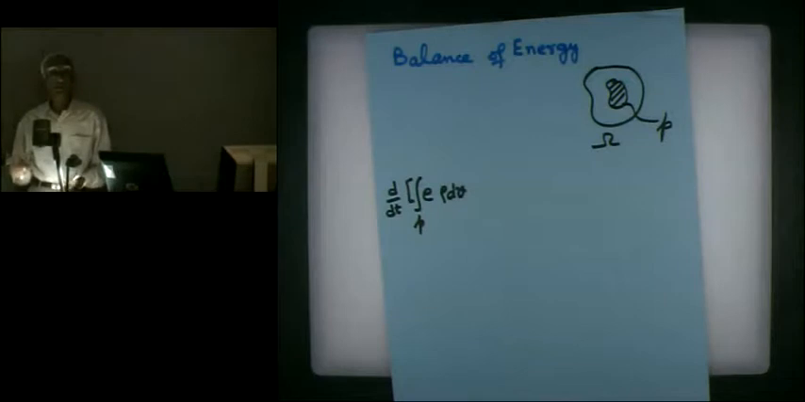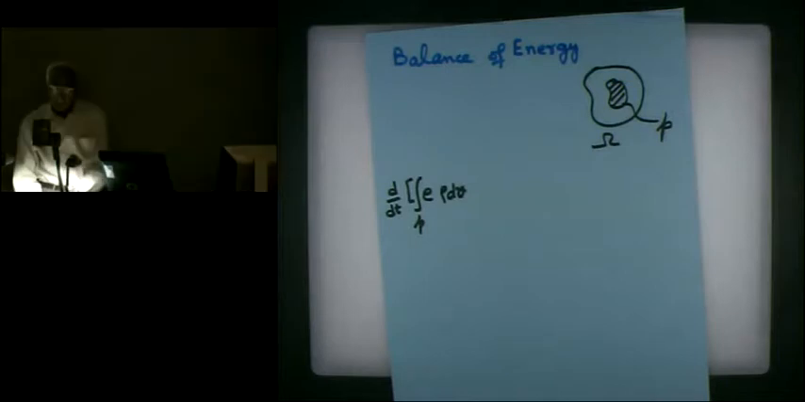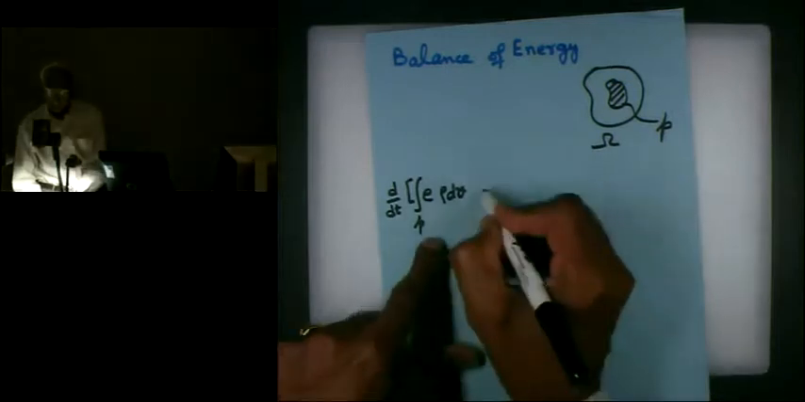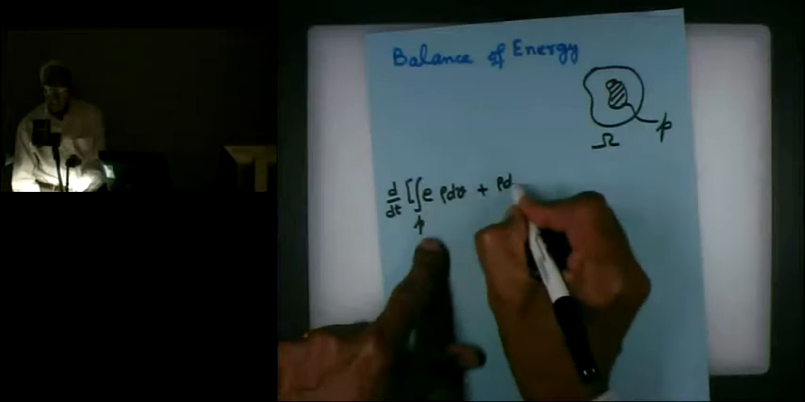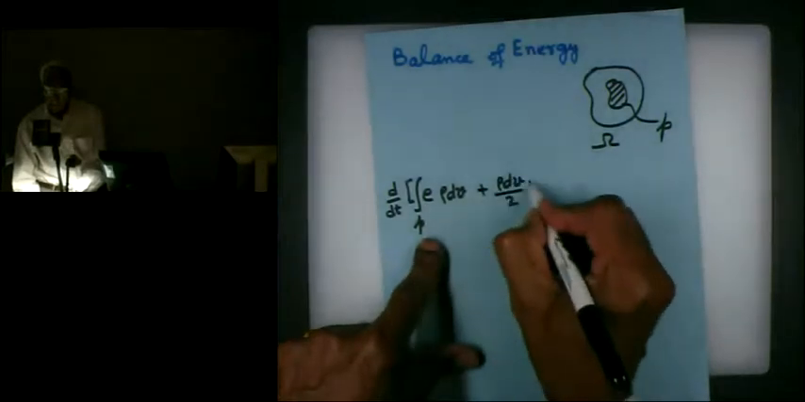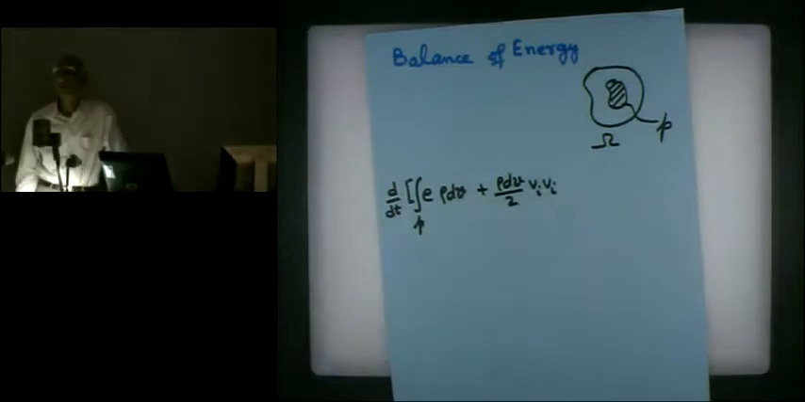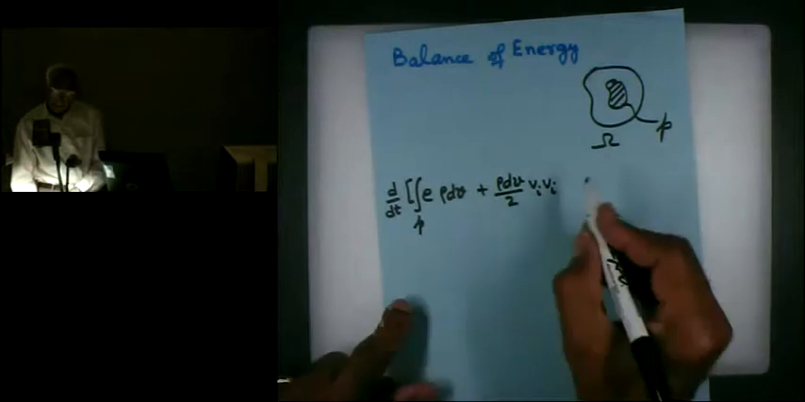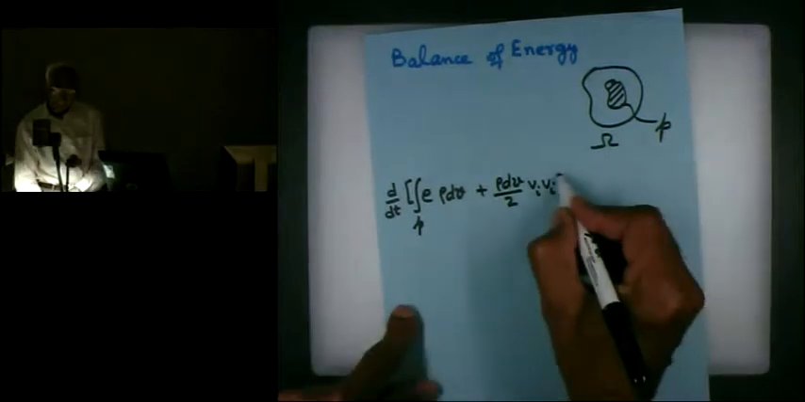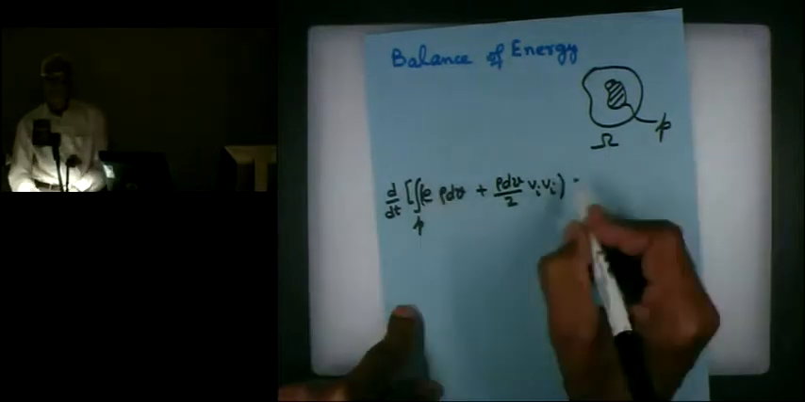And different particles of the body are not necessarily moving with the same speed. So the kinetic energy is 1/2 mass times velocity squared, and velocity squared is vx squared plus vy squared plus vz squared. So that's the rate of change of energy.